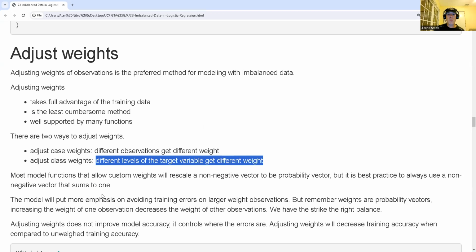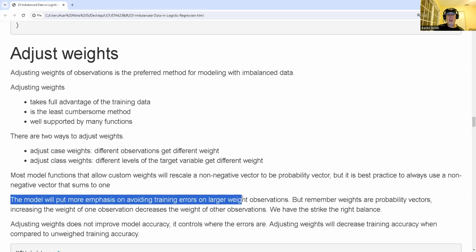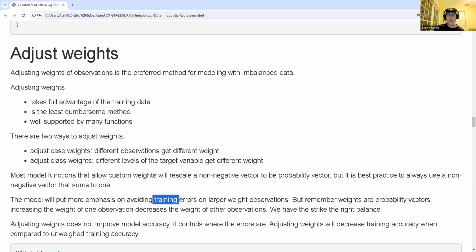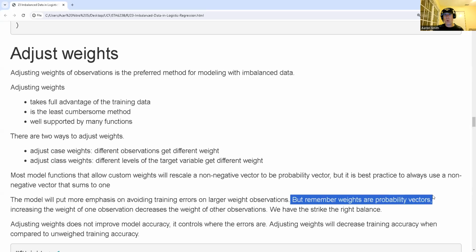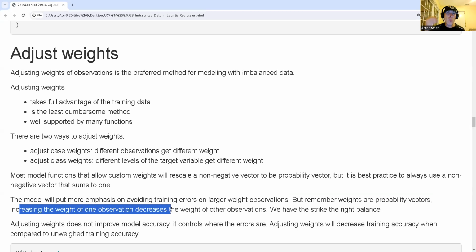Most model functions that allow custom weights will rescale a non-negative vector to a probability vector, but it's best practice to always use a non-negative vector that sums to 1, just to make sure that the interpretation is right. The model will put more emphasis on avoiding training errors on larger weight observations. And it's important that I say training errors because that's what is being used during the fitting process. But remember, weights are probability vectors, or at least proportionally, and increasing the weight of one observation decreases the weight of other observations, at least somewhere. And so we have to strike the right balance.